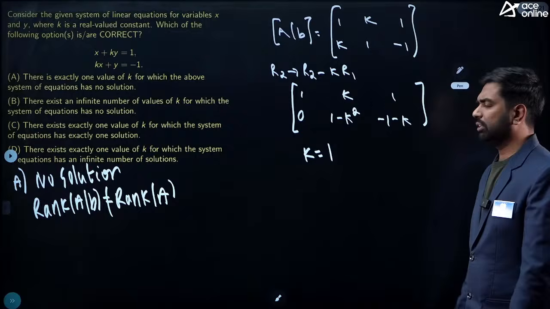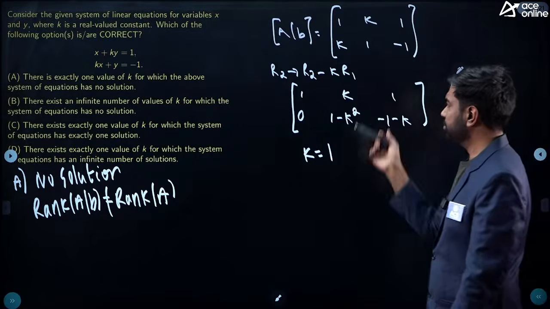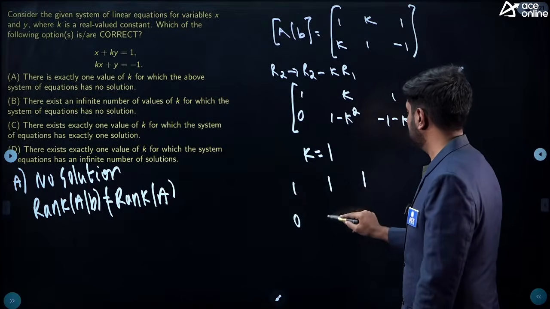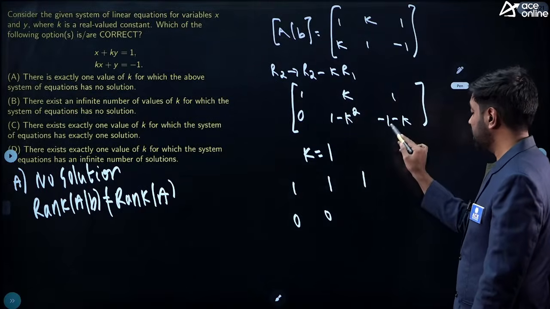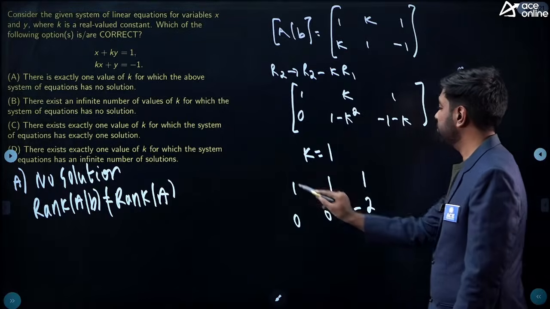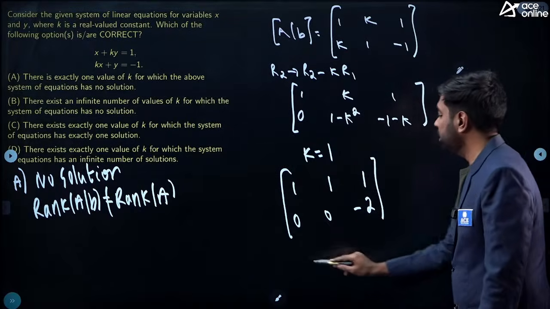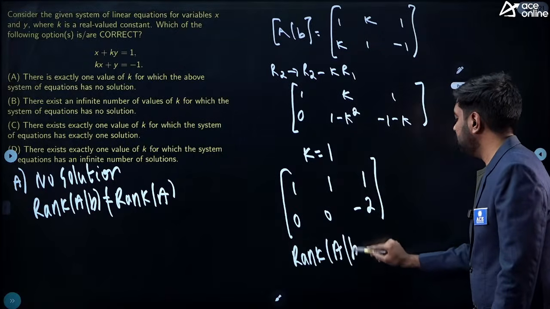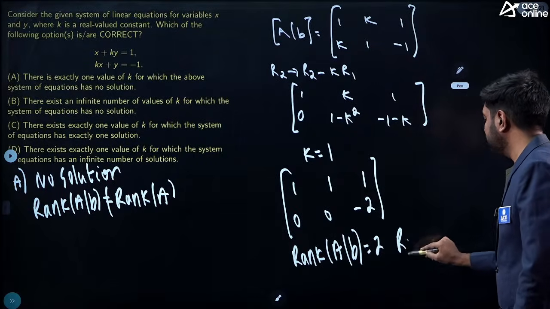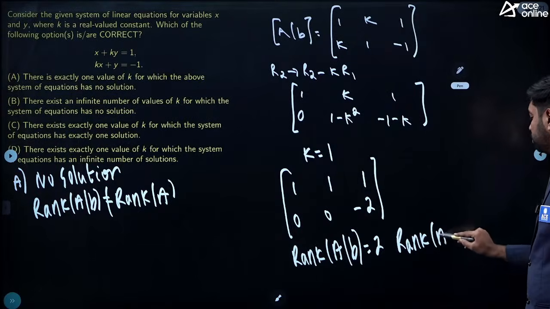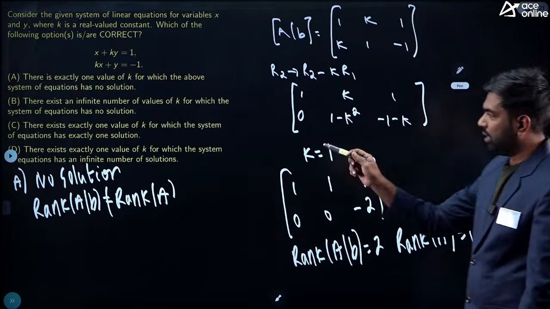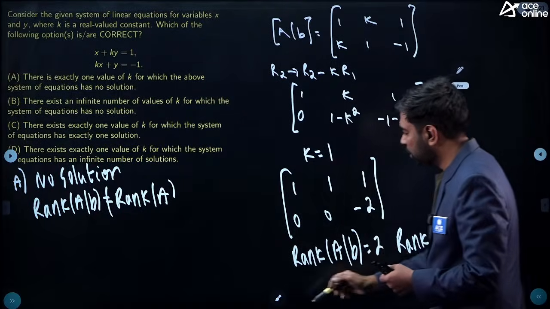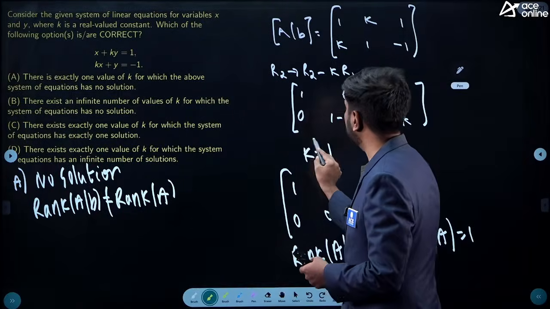For k equal to 1, let me substitute. What do I get? 1, 1, 1, then 0, 0, and then minus 2. So clearly what is rank of AB? Rank of AB is 2. What is rank of A? It is 1. So what happened? No solution. So far, how many such k values did you get? I have got only one k value so far.